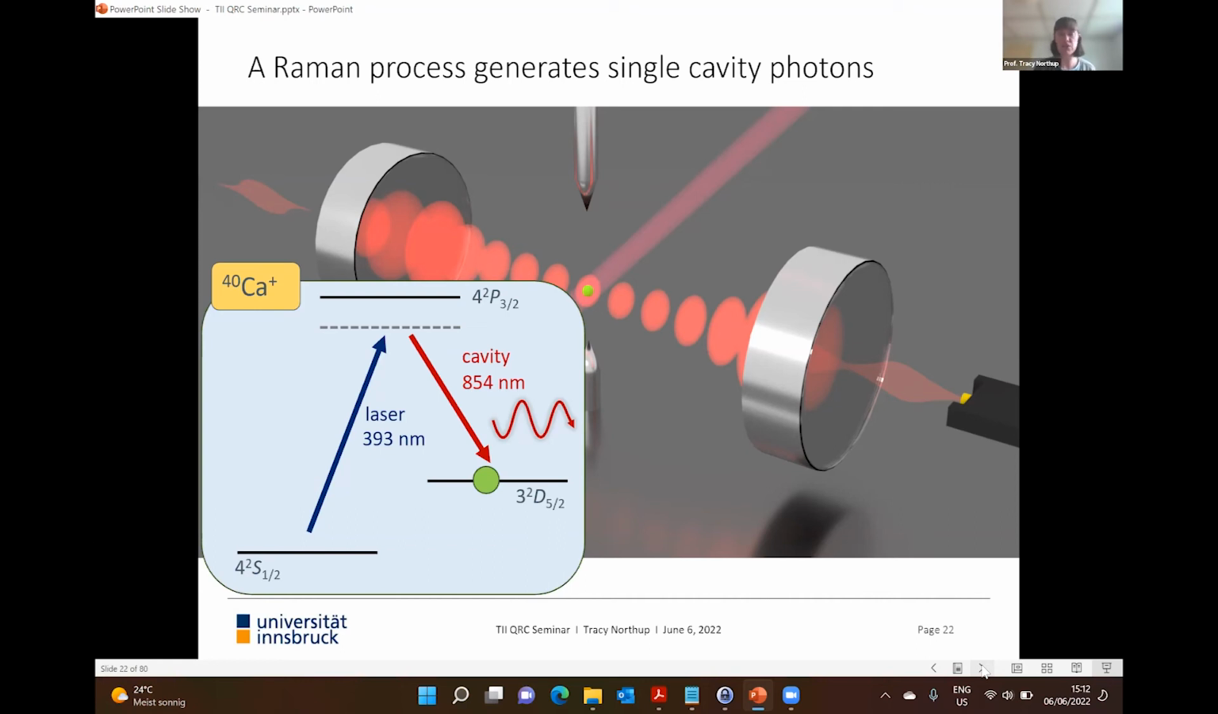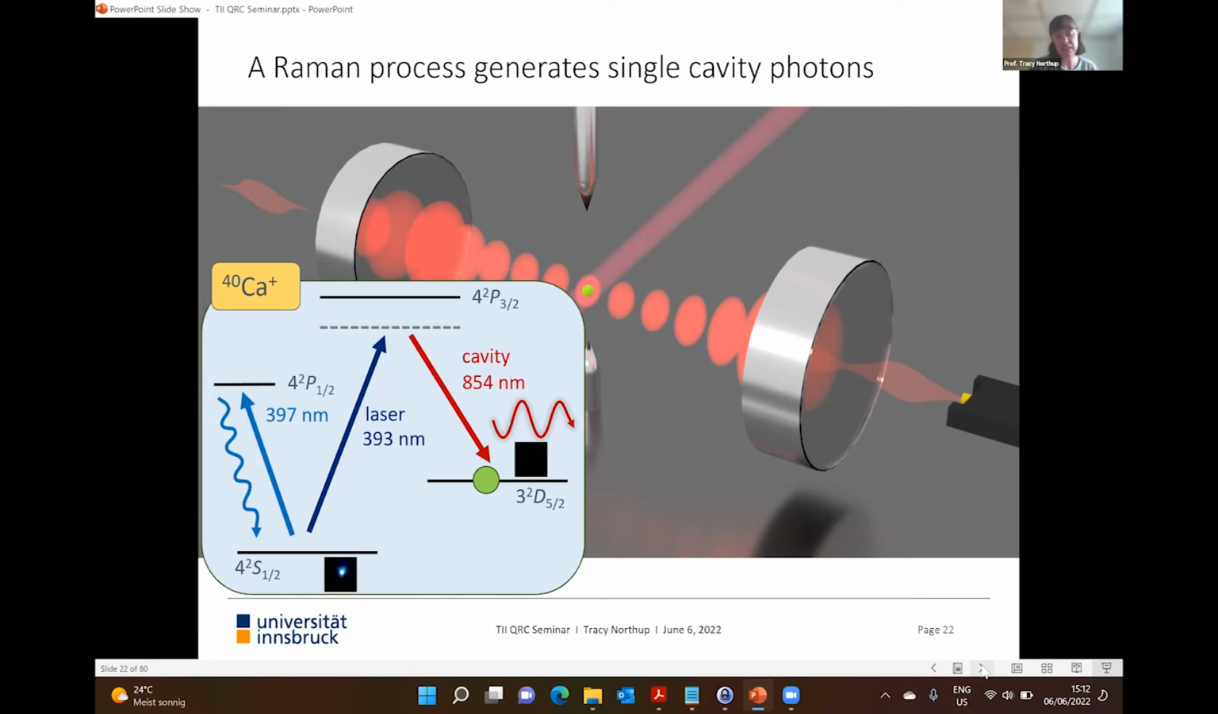But the cavity is also partially transmissive. You can picture these mirrors, as you can see in this right-hand mirror in this diagram, it's possible that a photon can leak out of that cavity. And so then we're able to take that photon out of the cavity and send it somewhere we're interested in sending it.